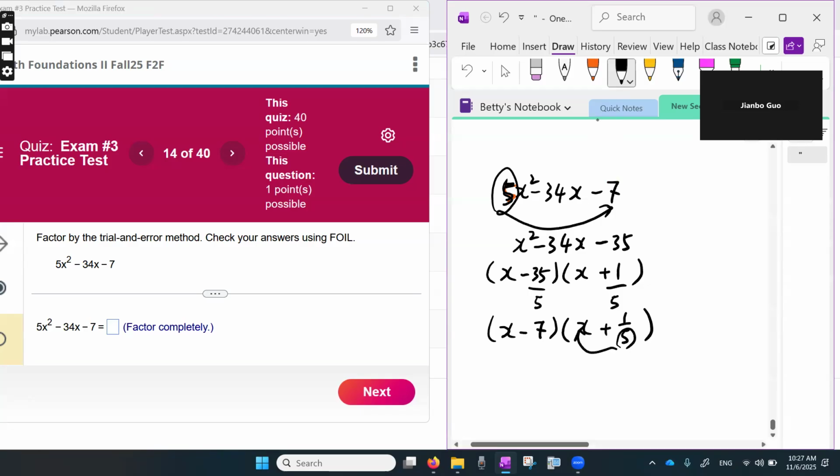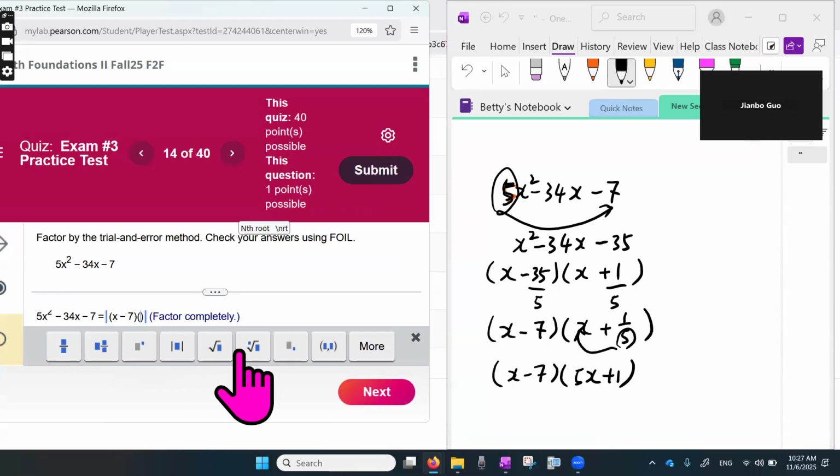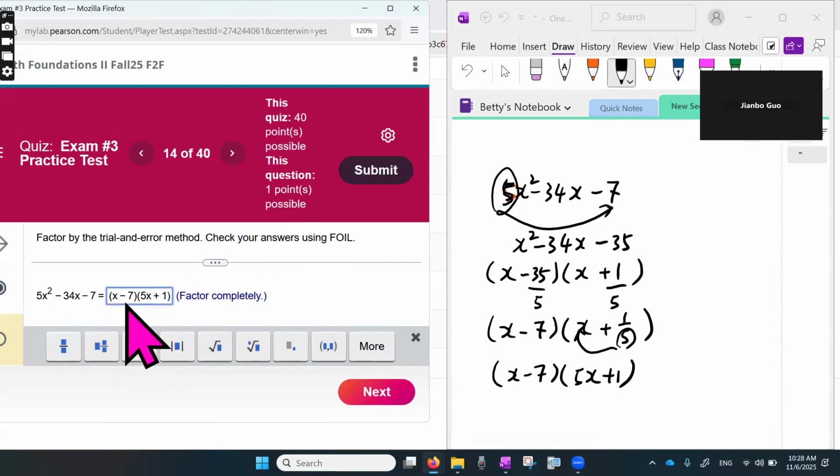Slide 5 in front of x within the parentheses. So the factorization is x minus 7 times 5x plus 1. Parentheses. x minus 7 in the first parentheses, 5x plus 1. x minus 7, 5x plus 1.